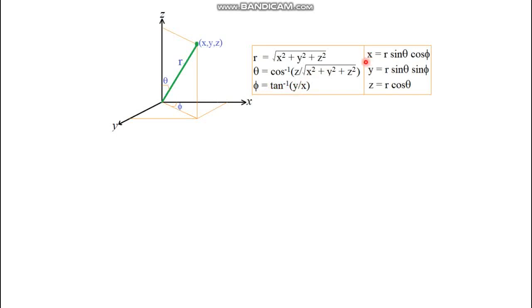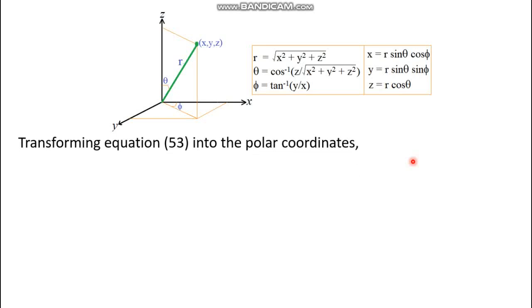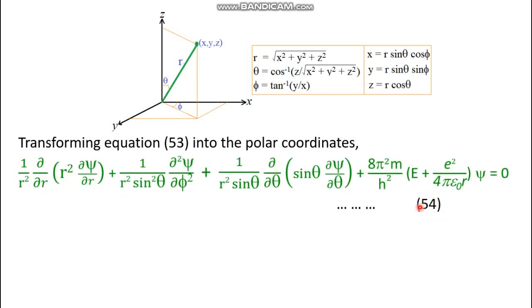On the other hand, x, y, z can also be expressed in terms of r, theta and phi, and this way x is r sin theta cos phi, y is r sin theta sin phi, and z is r cos theta. So if we transform this equation number 53, that is the Schrödinger wave equation in the Cartesian coordinate, into the polar coordinate, then it takes the form of equation number 54. This is very complicated, so just pause the video here, take a screenshot, and note it down in your copy.